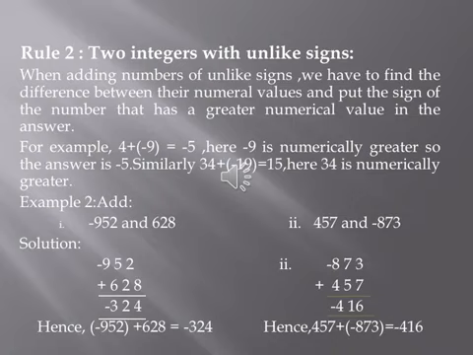628. And the second one is 457 and minus 873. Here also we will find the difference of 873 and 457, and since 873 is numerically greater than 457, the answer will have a minus sign.